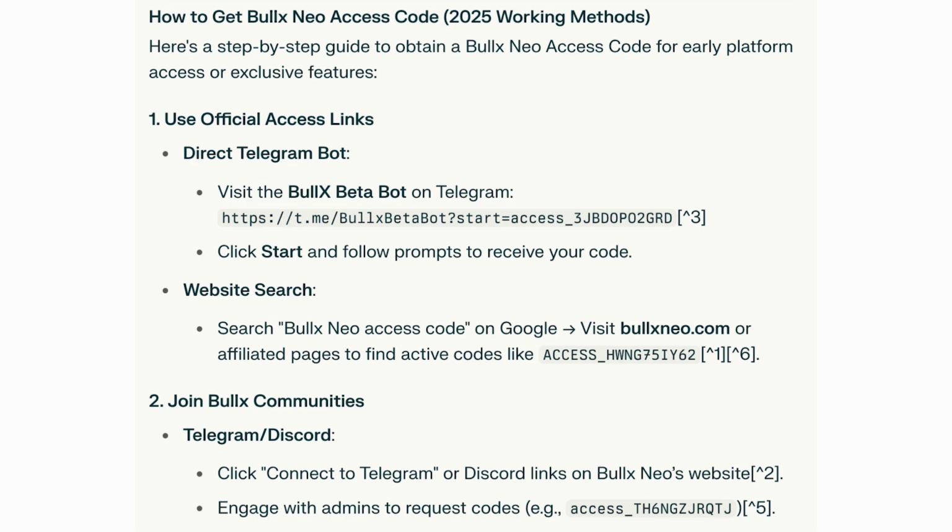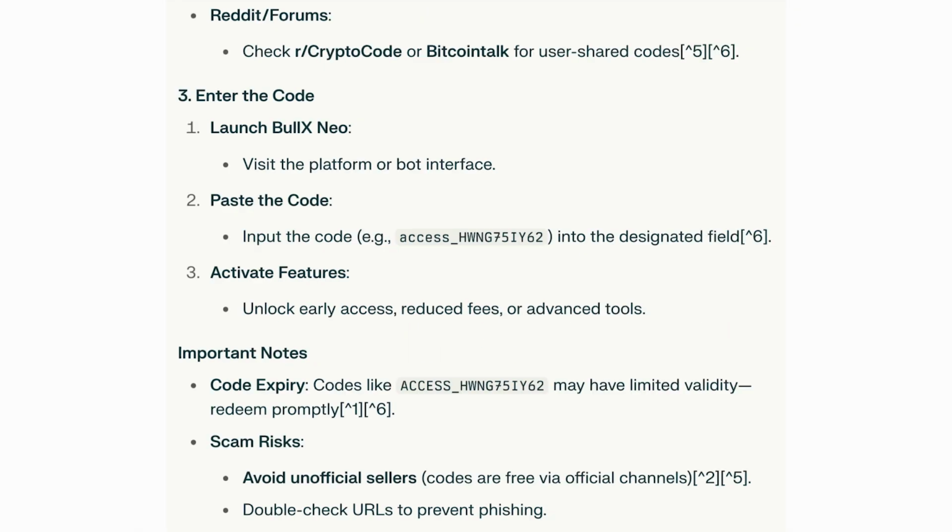Then you want to join the Bullx community, so Telegram or Discord. Click the connect to Telegram or Discord links on Bullx Neo's website. Then engage with admins to request codes, and you can also use Reddit forums, so you can check r/crypto code or Bitcointalk for user-shared codes.